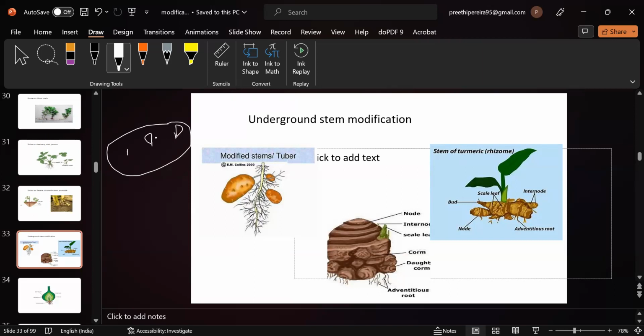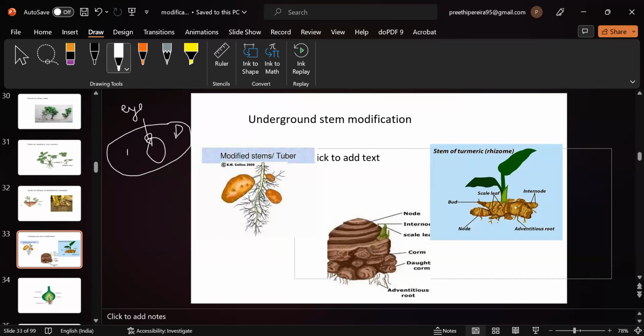So what is the point? The eye arises from it. What is it? This is nothing but the axillary bud. So you can take that eye, put it in the soil. It will again grow into a new potato plant. Okay. So this is an example for tuber.